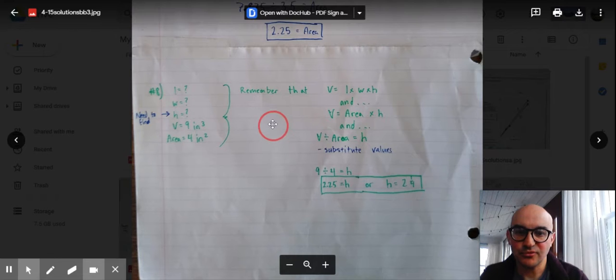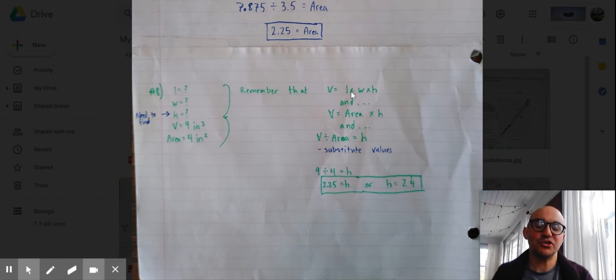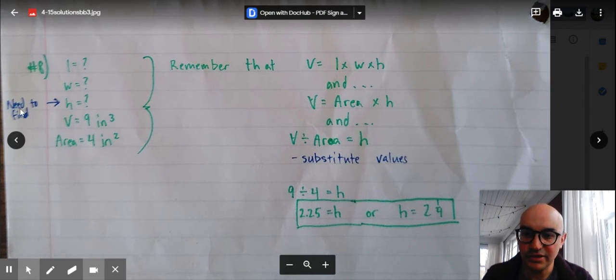So let me just show you my paper for number 8. And so again, I'm just going to list everything I have. Length equals question mark, width equals question mark, height equals question mark, but volume equals 9 inches cubed, and area this time equals 4 inches cubed. So I remember that volume is put together by multiplying length times width times height, and because I just talked about this in the previous problem, length times width equals area, so here I'm just going to substitute area times height. And using another inverse operation here, my goal is to find height, and I wrote that in blue here.